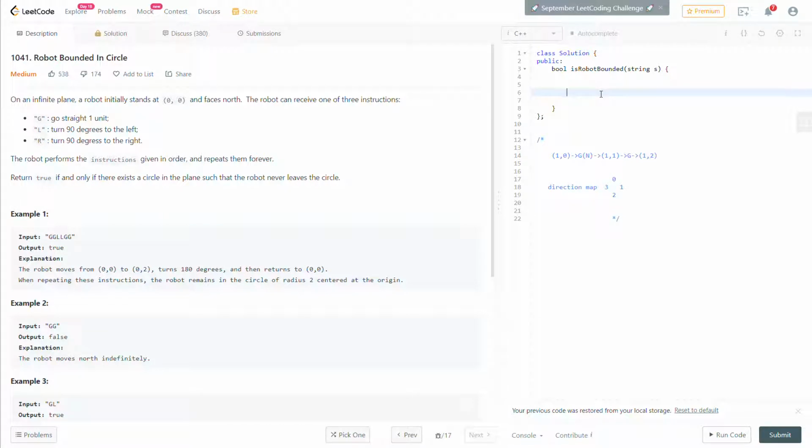This is Rohit, and today we are gonna see the problem Robot Bounded in Circle, LeetCode 1041. So without any further delay, let's move to the problem.